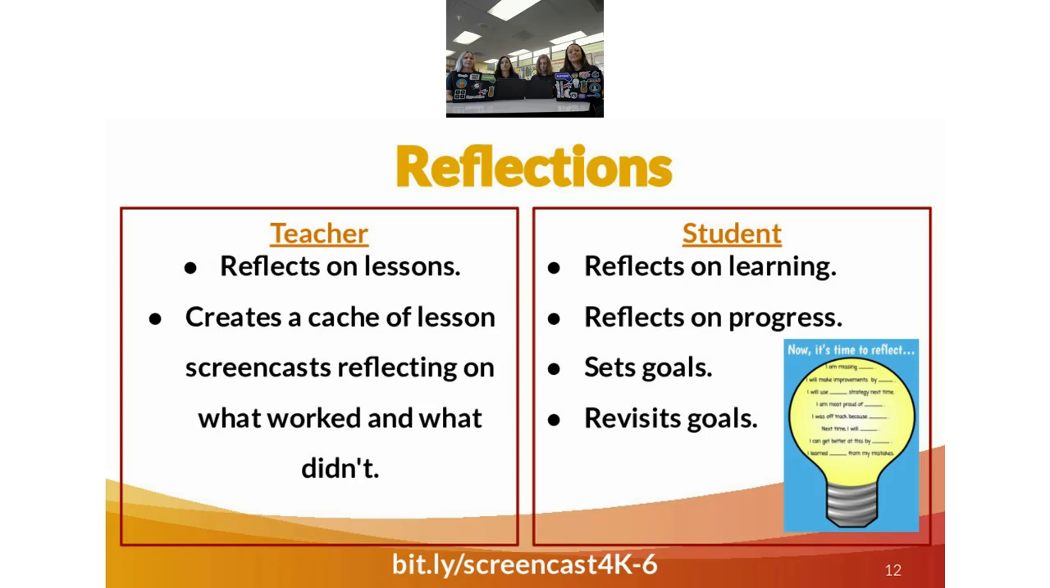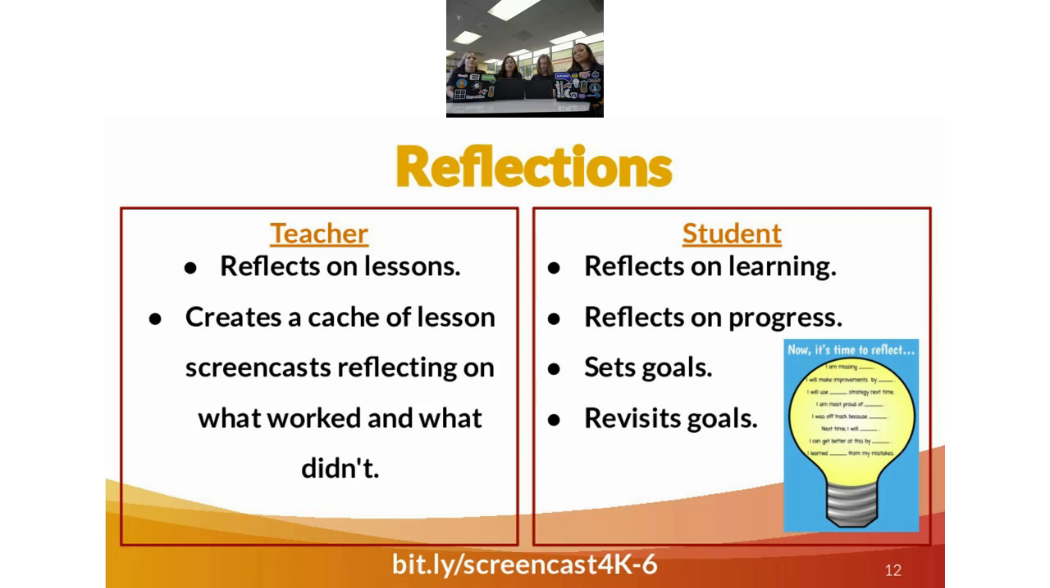App smash. And then on reflections, this is the best tool to use for reflecting for teachers and students. Teachers can use Screencastify to give corrective feedback on students' work, or they can create a group of lesson screencasts reflecting on what worked and what didn't, and how they can make adjustments to their lessons later, or add, fix, or totally delete and restart a new one, because we can always get better.